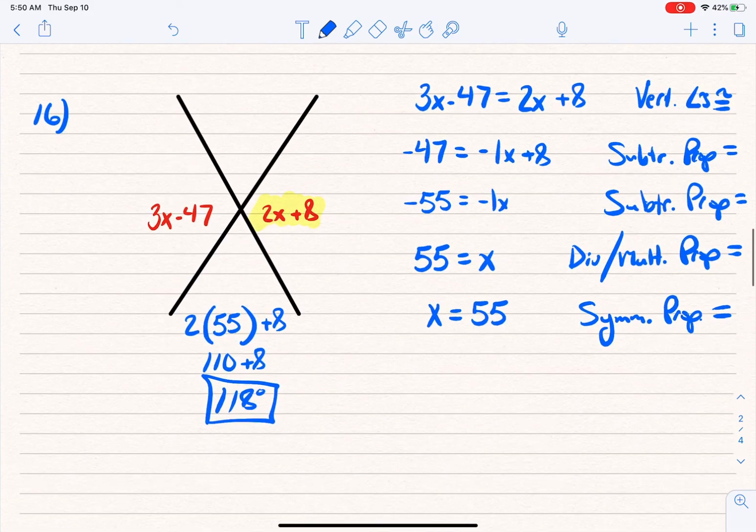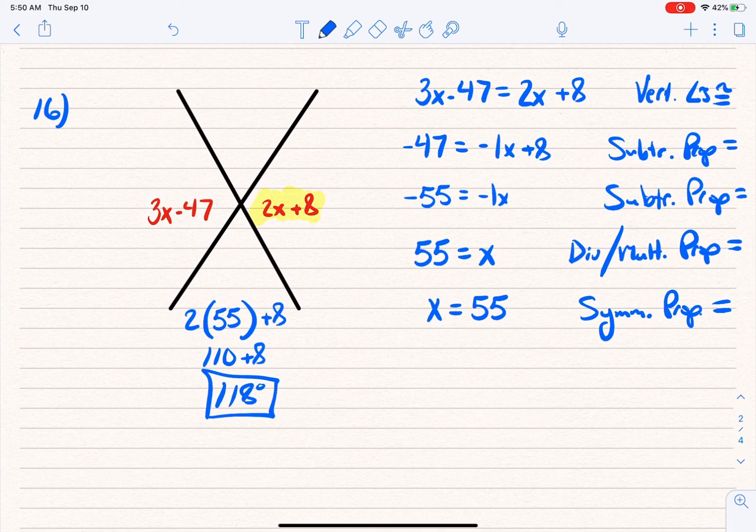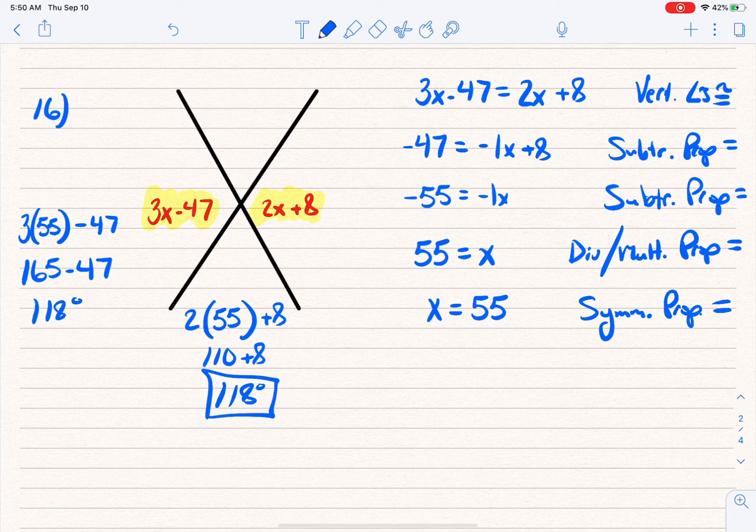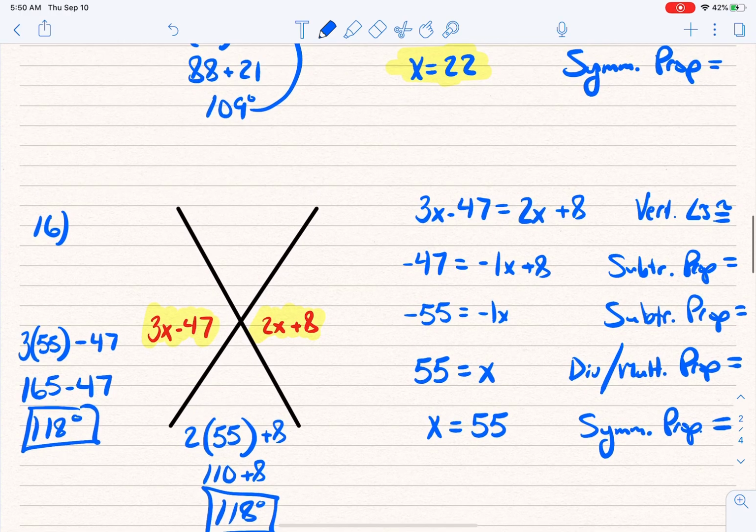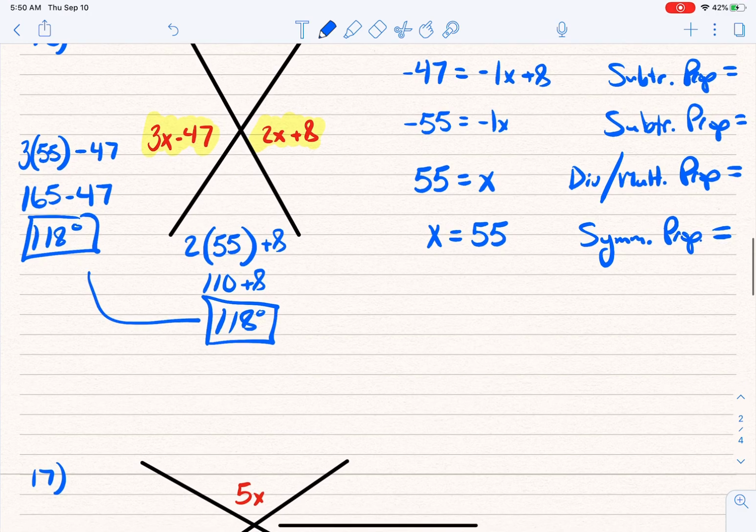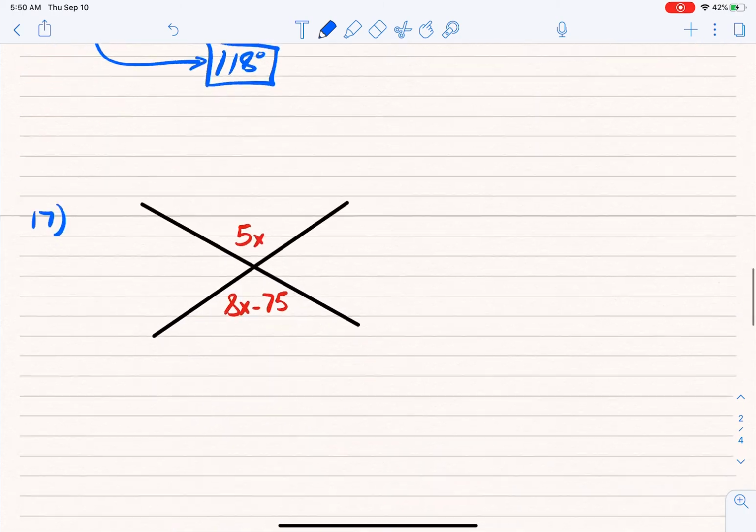I could always check myself, make sure I'm right by plugging into the other one as well. If I plug it into this expression, kind of off to the side, and say, well, that would mean that 3 times 55 minus 47. So 3 times 55 is 165, minus 47. If I take away 47 from that, I get 118. And check it out. It is the same answer here and here. And so that's good news. So that shows that I'm right.